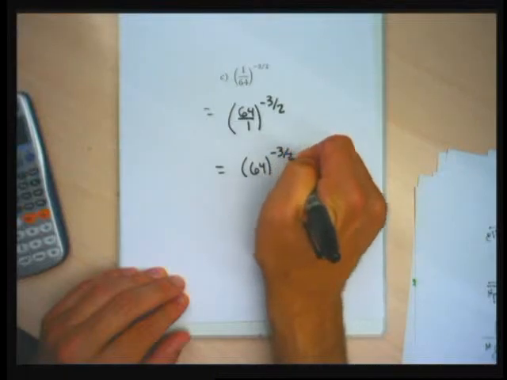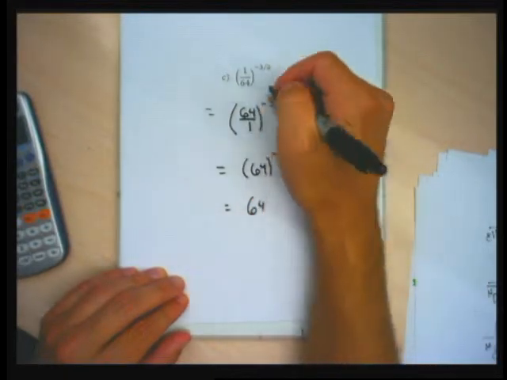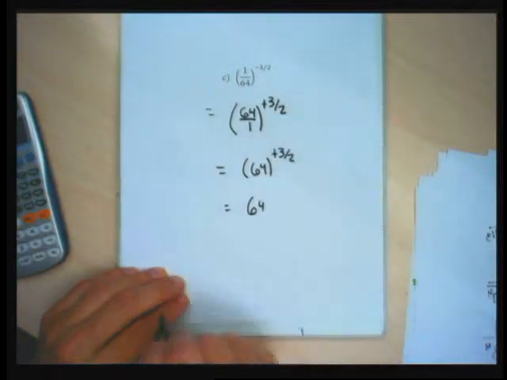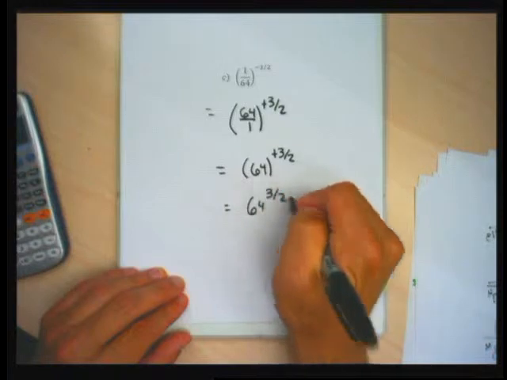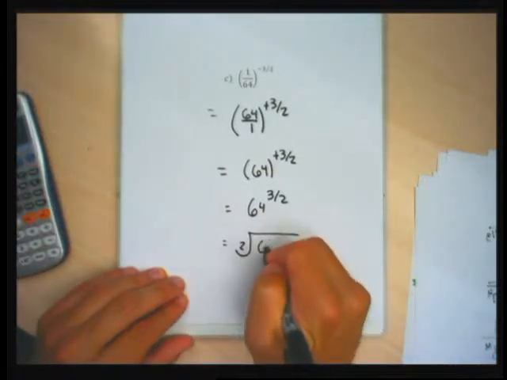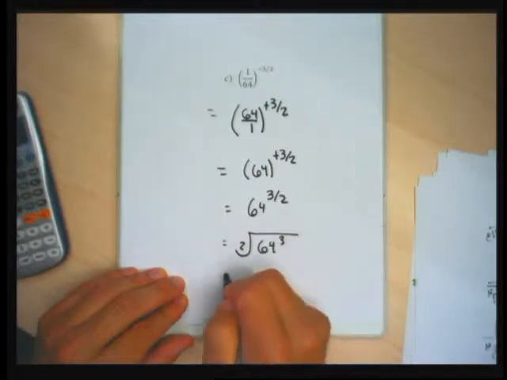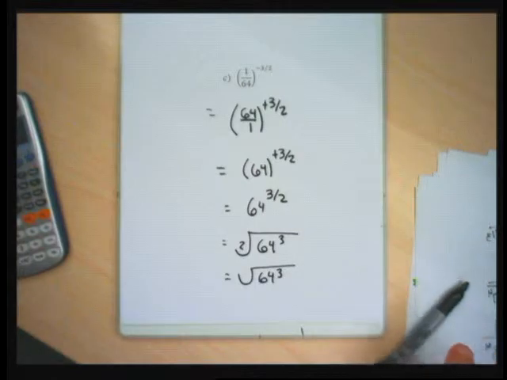And then I don't really even need the parentheses anymore. Should have written a positive 3/2 here though, because when I take the reciprocal I change the negative exponent to positive. Now I'm going to write it as a radical. This is going to be the second root, or the square root of 64 cubed. Second root and square root mean the same thing.